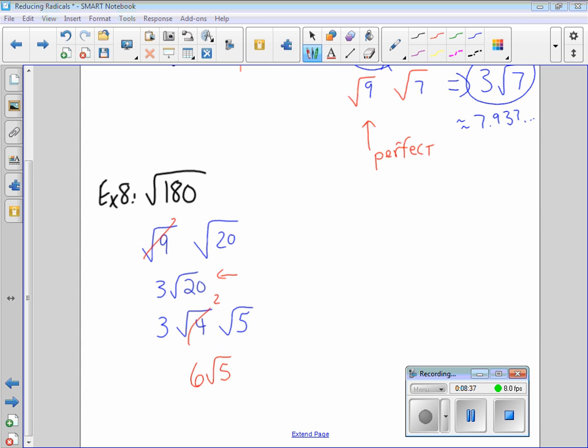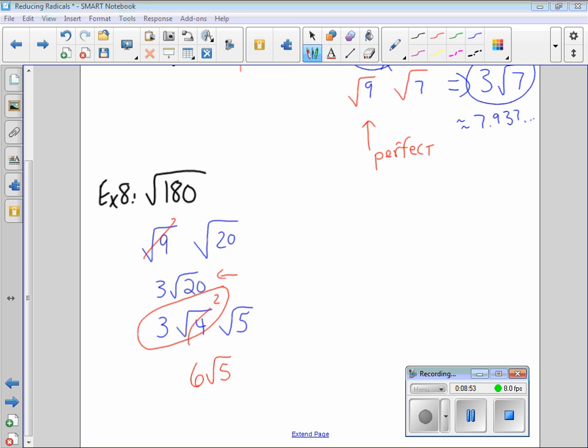The 3, I bring it down. Square root of 4 times square root of 5 gives me square root of 20. So the square root of 4, as I show, gets canceled out and turned into a 2. And so it ends up being 3 times 2 is 6. That leaves me that square root of 5.